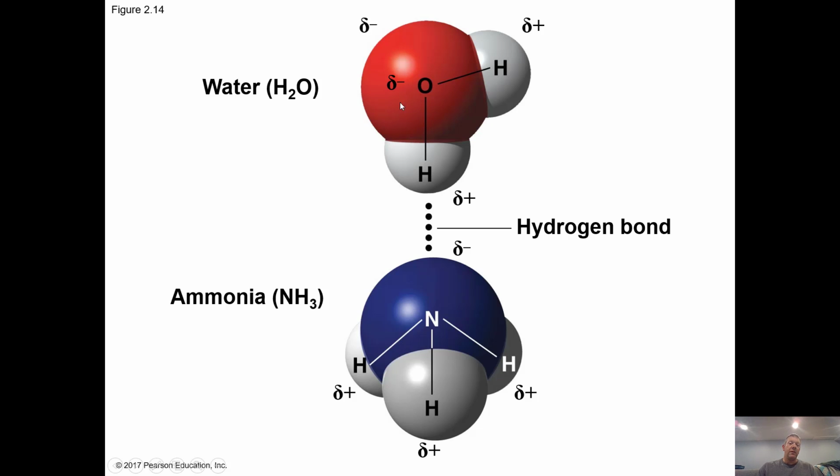So here's an example. We have water, H2O. And you saw this before where the electrons are spending more time with oxygen. Then ammonia is NH3, and in this case, the electrons are spending more time with nitrogen. So since we have a partial positive charge on hydrogen and a partial negative charge on nitrogen, you get this attraction between the two. We call that a hydrogen bond because this has hydrogen in it. Ammonia does too.